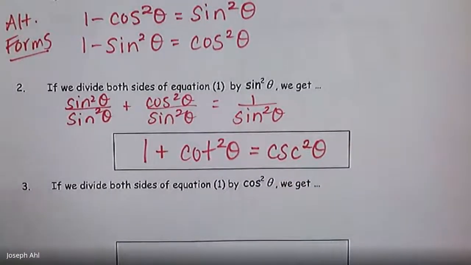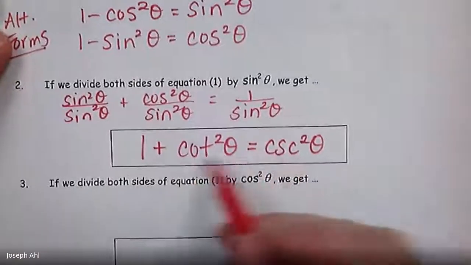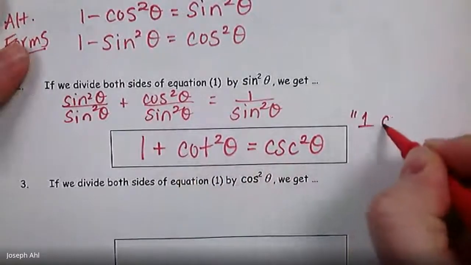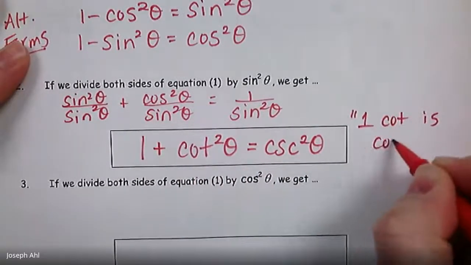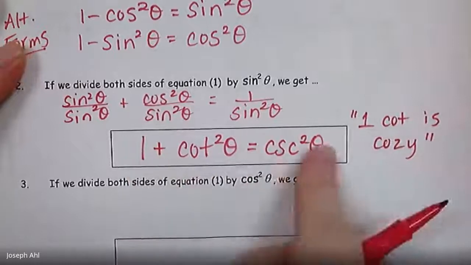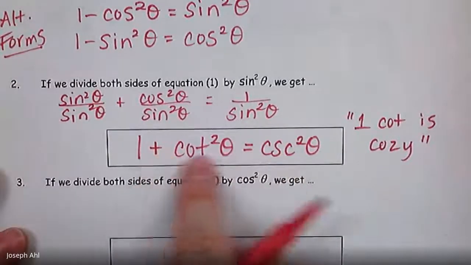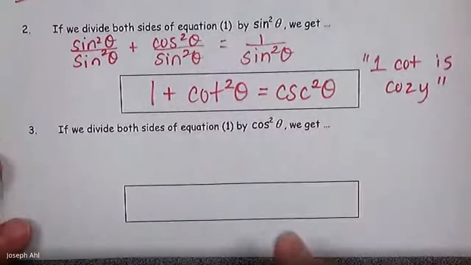And there's kind of a fun phrase that us math teachers love to use to remember this identity, and it's 1 cot is cozy. So if you remember 1 cot is cozy, that's going to help you to remember that 1 plus cotangent squared is cosecant squared.